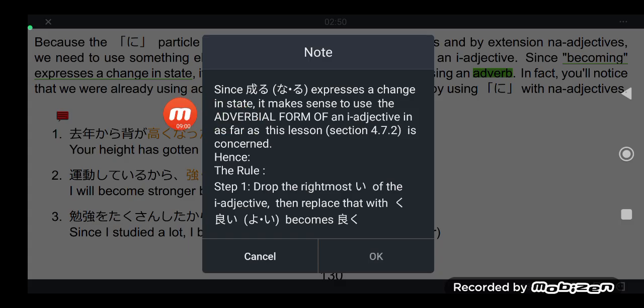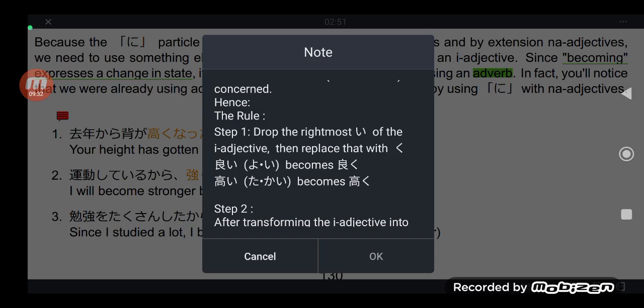Since naru expresses a change in state, it makes sense to use the adverbial form of an I adjective, as far as this lesson is concerned. Hence the usage of the rule. We have a rule here, minasan.